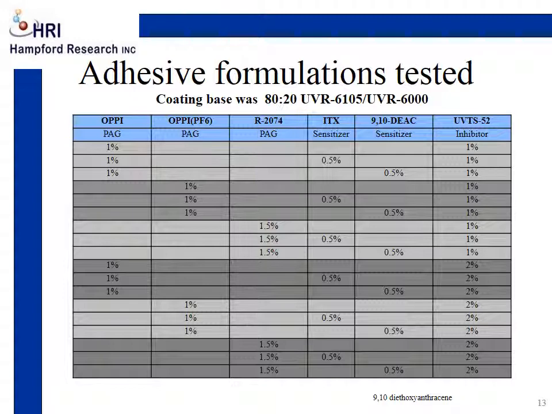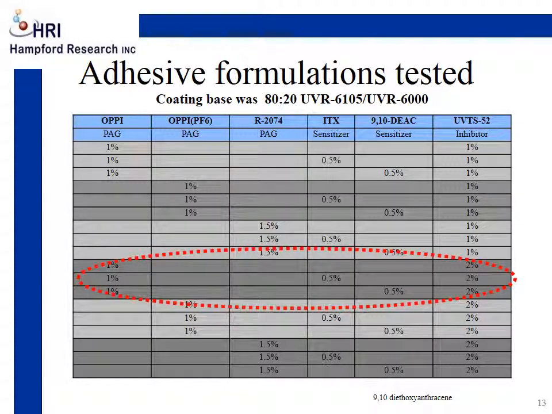R2074 was also used as a photoinitiator. Some of the formulas included sensitizers, either ITX or 9,10-diethoxyanthracene, also from Hampford Research. And then we varied the concentration of inhibitor, the UVTS 52, anywhere from 1 to 2%.